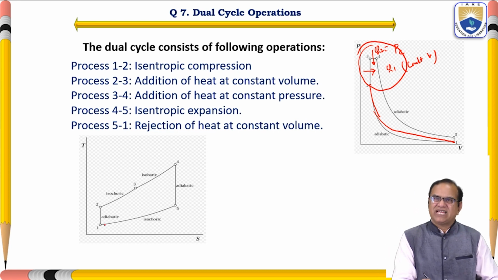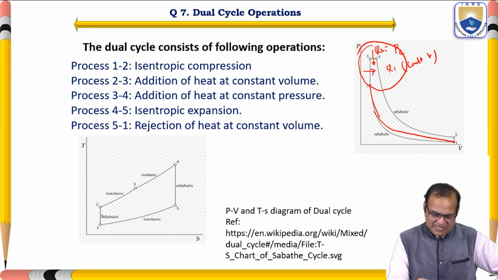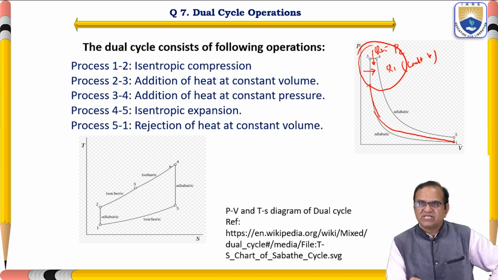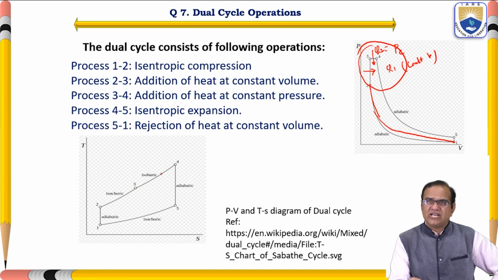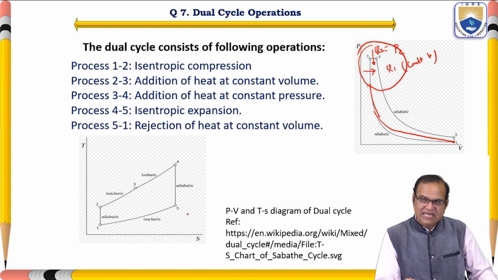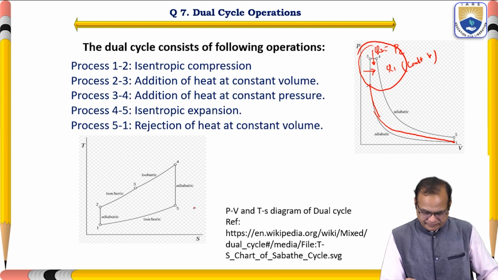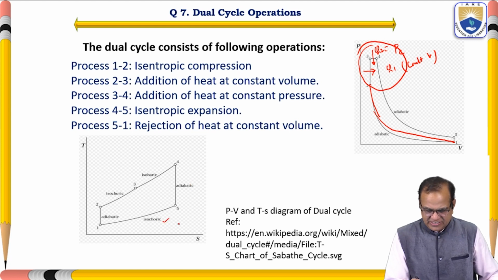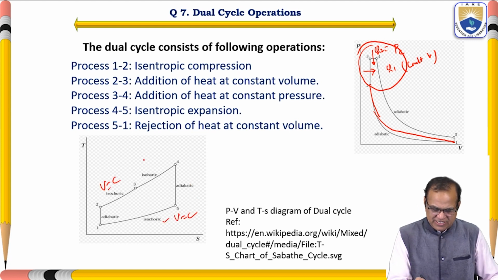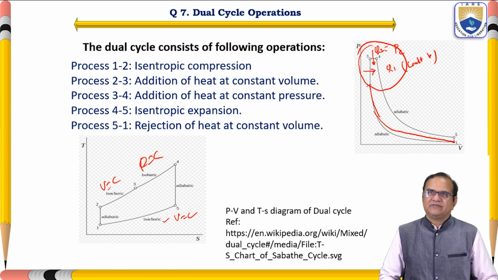If you see here in the TS diagram, 1 to 2 is adiabatic compression, 2 to 3 is isochoric heat addition, 3 to 4 is isobaric heat addition, 4 to 5 is adiabatic expansion, and 5 to 1 is isochoric heat rejection at constant volume. V is constant and P is constant. So these are the operations of the dual cycle.